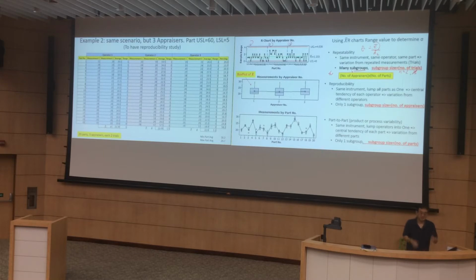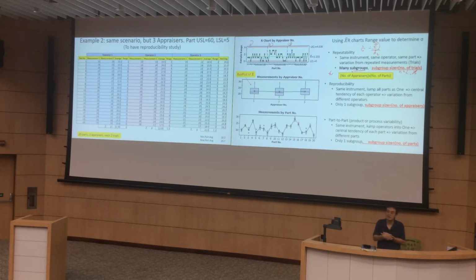This one should be simple. We have R for operator 1, operator 2, operator 3. You take the average of it, so you get R bar, the grand average, and then we can get the repeatability.